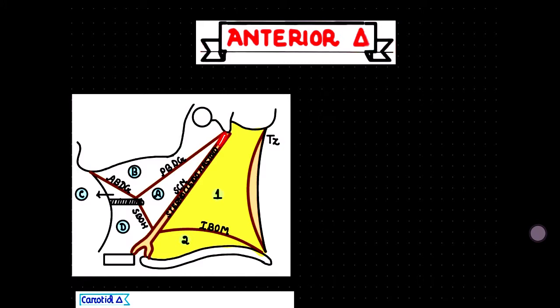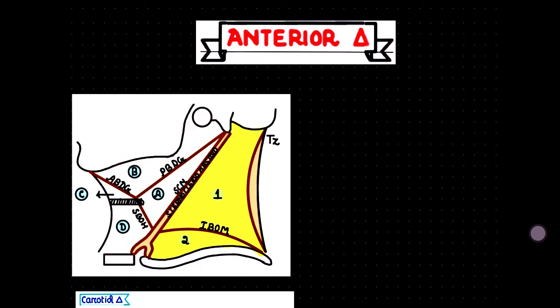What this muscle was doing is dividing our triangles of neck into two parts. What are the two parts? The anterior triangle of neck, and this yellow one, the posterior triangle of neck. We talked about the posterior triangle of neck earlier. Now, talking about the anterior triangle of neck, that means we are going to talk about this much region.